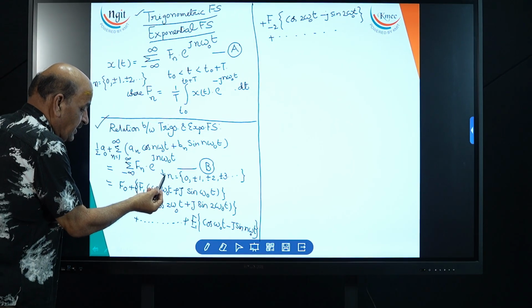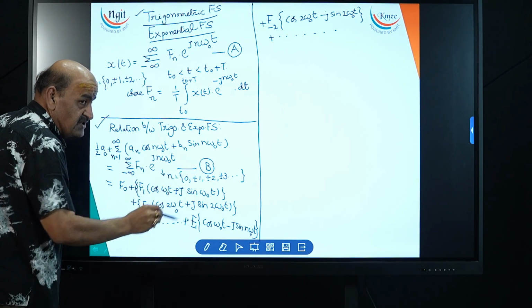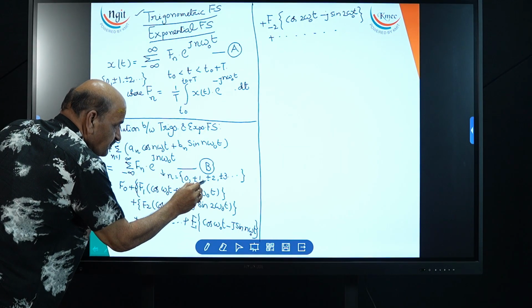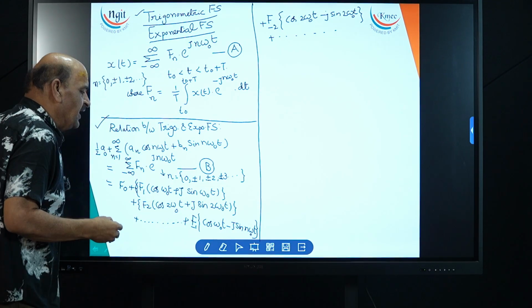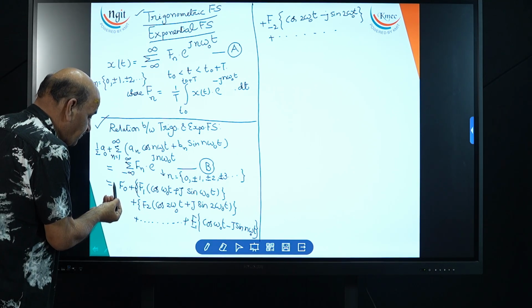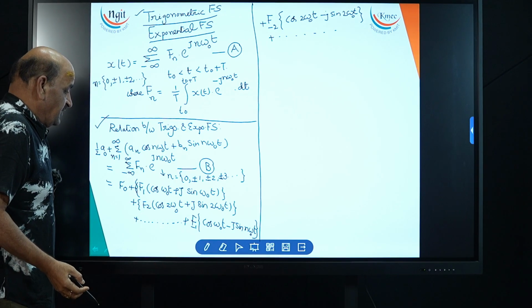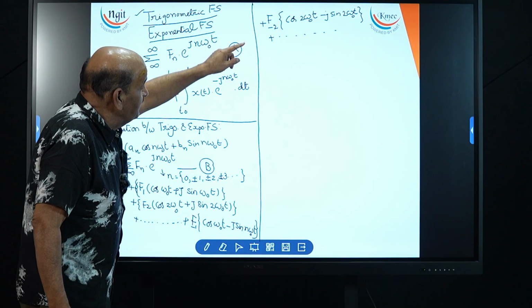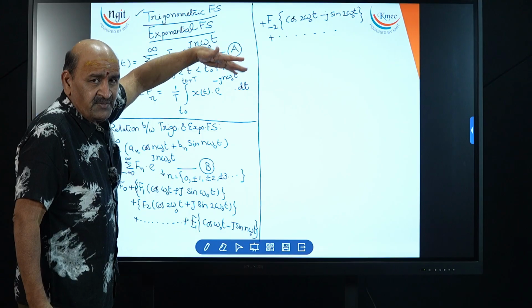Look at n: n takes 0, all positive integers plus 1, plus 2, plus 3, and also takes all negative integers minus 1, minus 2, minus 3. It takes all integer values including 0. So this is for 0, this is for 1, this is for the value 2 in this way. After that, you have to substitute negative integers: f of minus 1, this is for f of minus 2, and so on. No need to go for more than 2 terms, it's a waste of time.